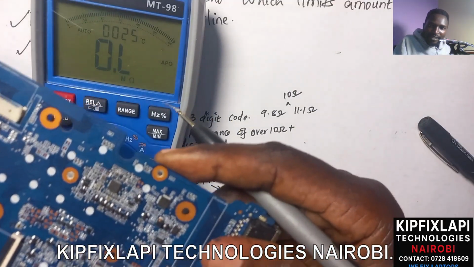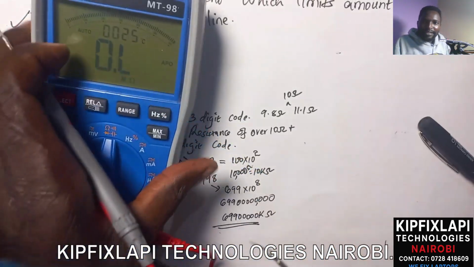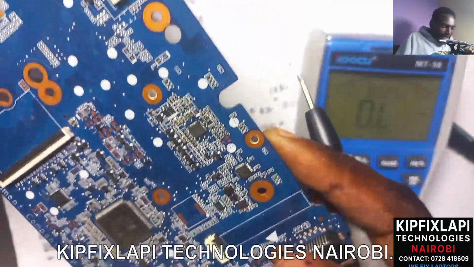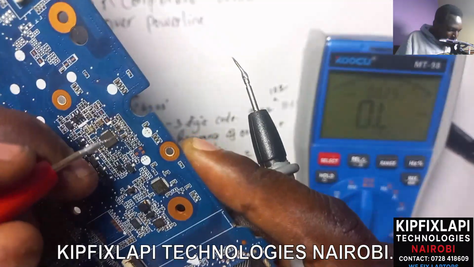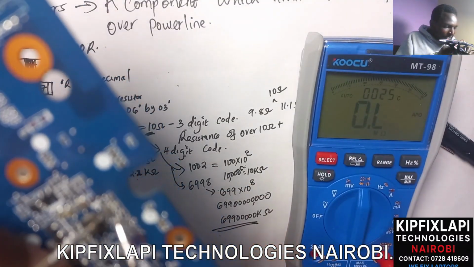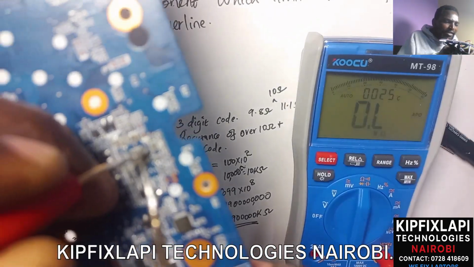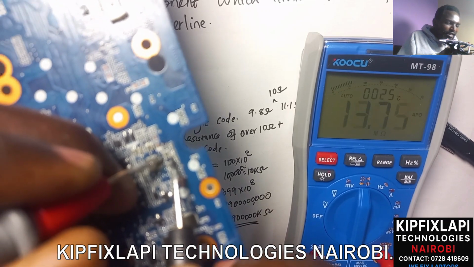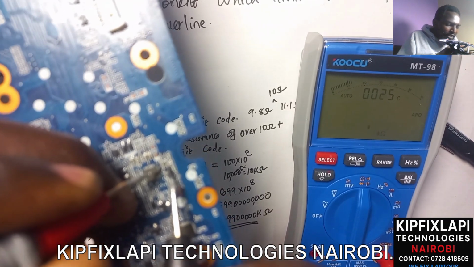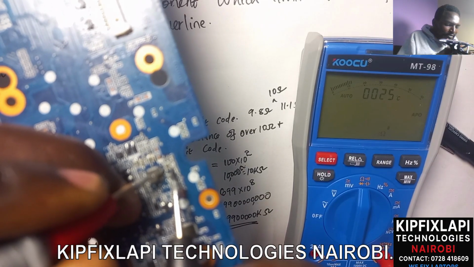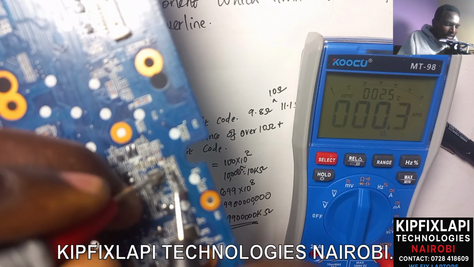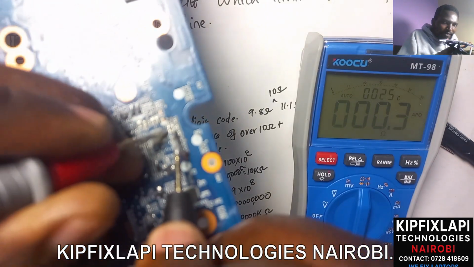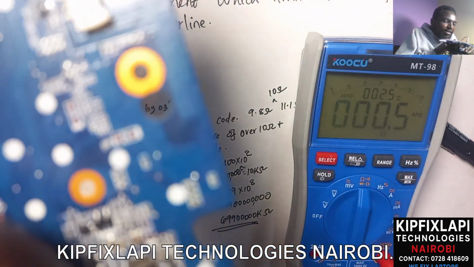Then the resistors I'm measuring. Can I place it here? Yes. Pay attention to the port here, the meter. So my resistor is here. Then when I place it this way, now you can see it's below 0.5. So it means, let me see it.